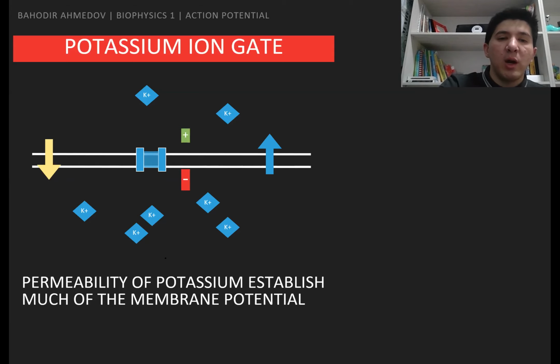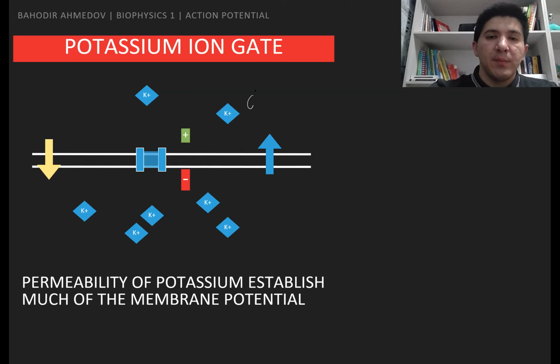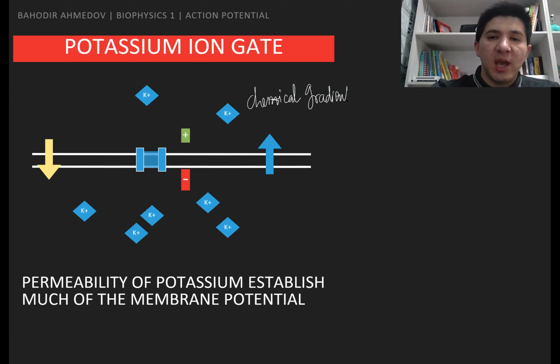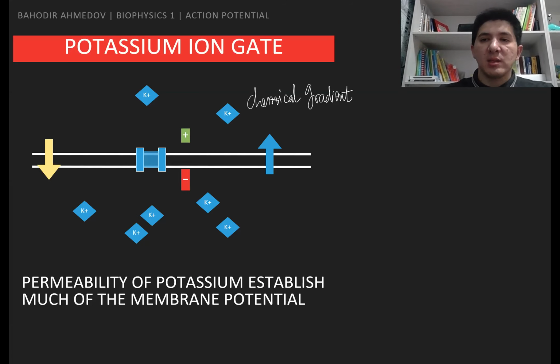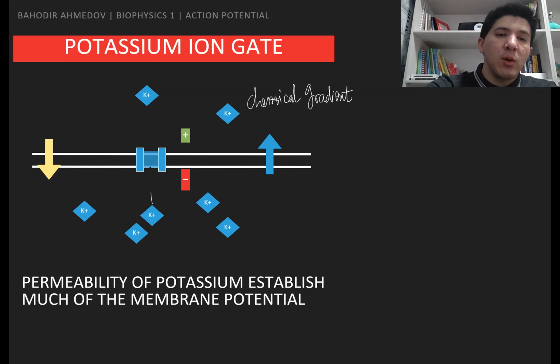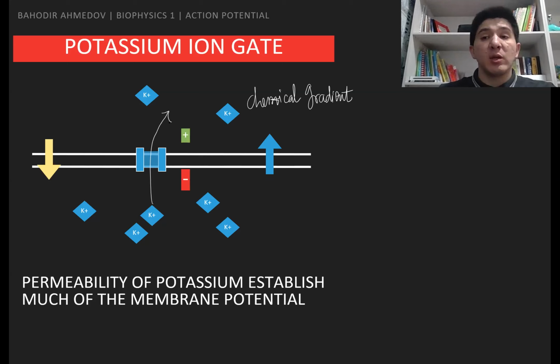So basically, we have more potassium ions inside. This will lead to the chemical gradient. The chemical gradient basically means that the concentration of the ions inside and outside is different. Since the concentration of the potassium ions inside is higher, they tend to go out. So some of them can go out.